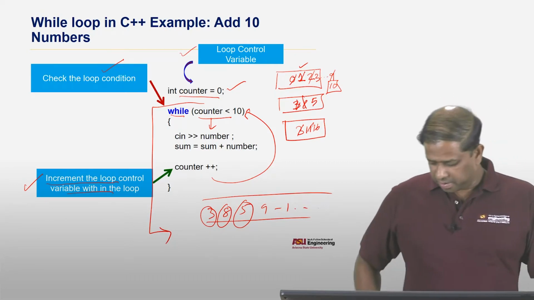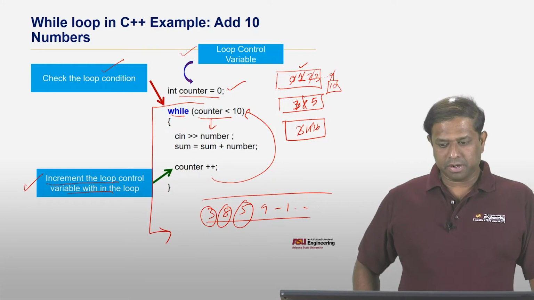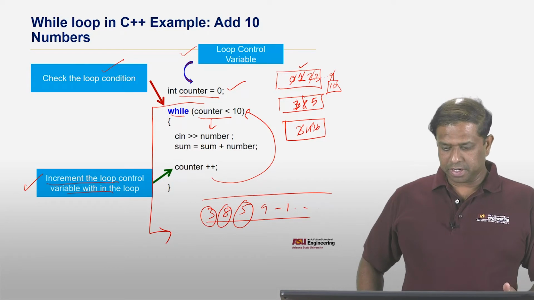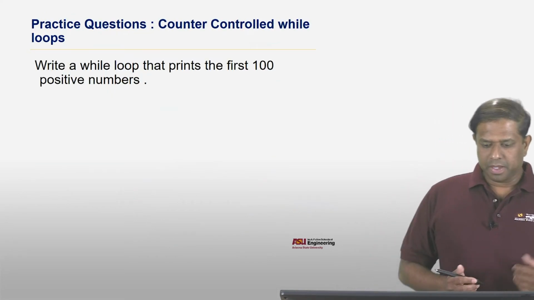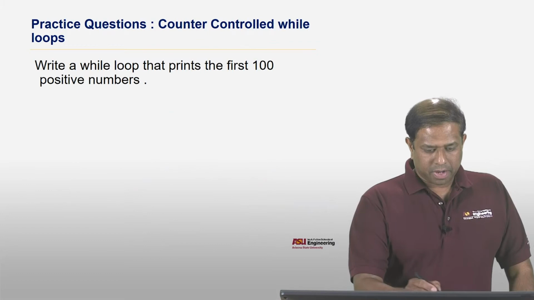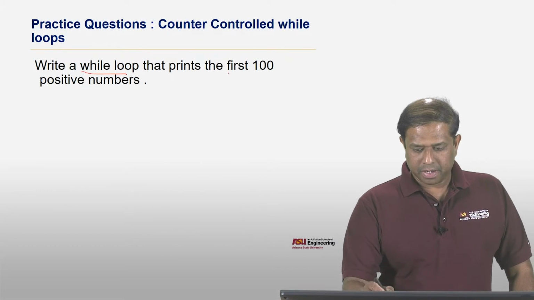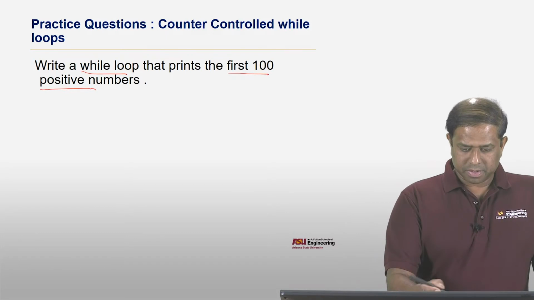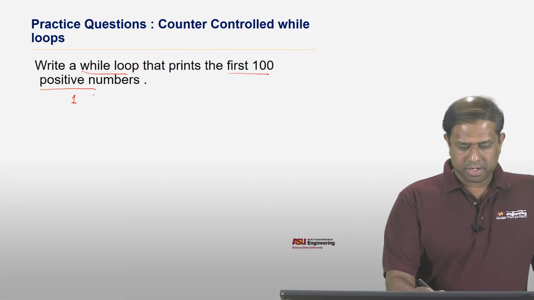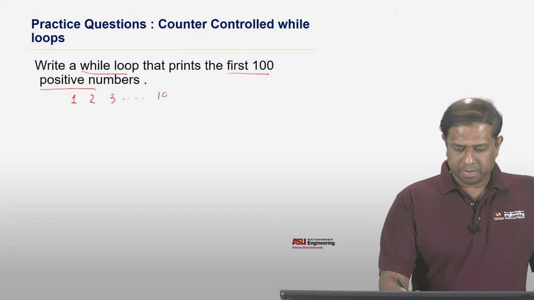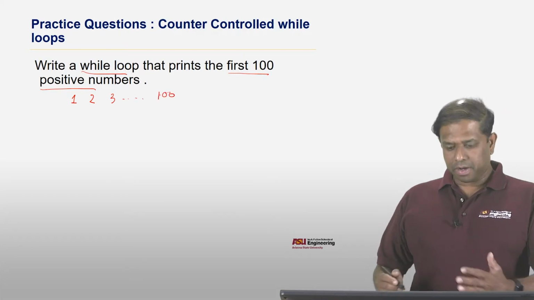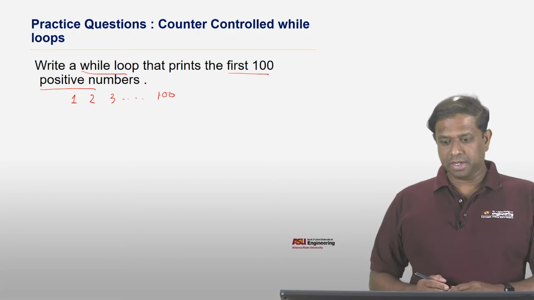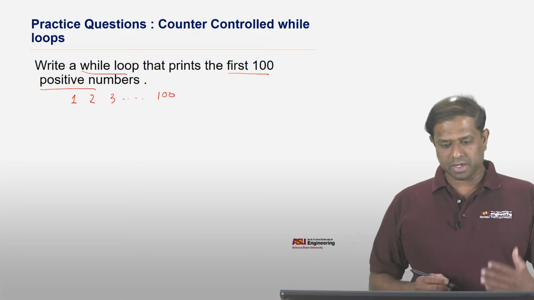Okay. All right. So let's look at a few more examples related to while loops now, and see how we can write while loops in certain situations. Suppose we need to write a while loop that prints the first 100 positive numbers. We are going to start with 1, and then display 1, 2, 3 up to 100, right? Now if our output is going to be something like this, how are we going to construct a loop for it?